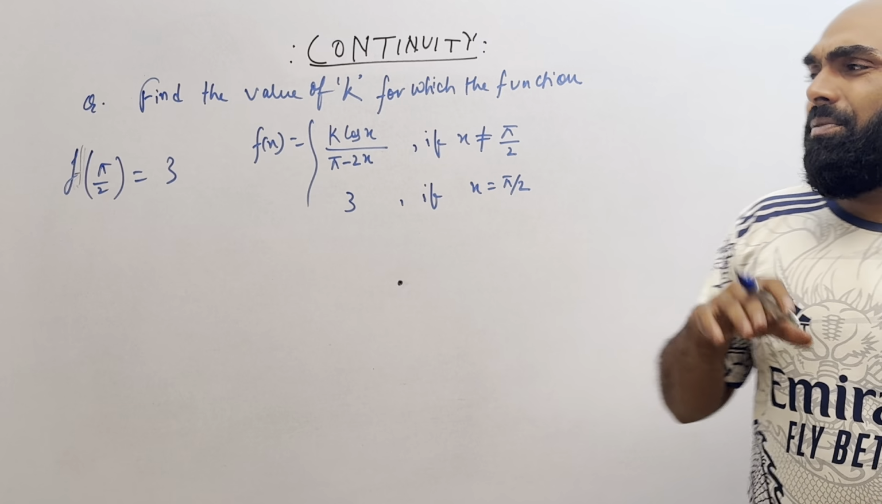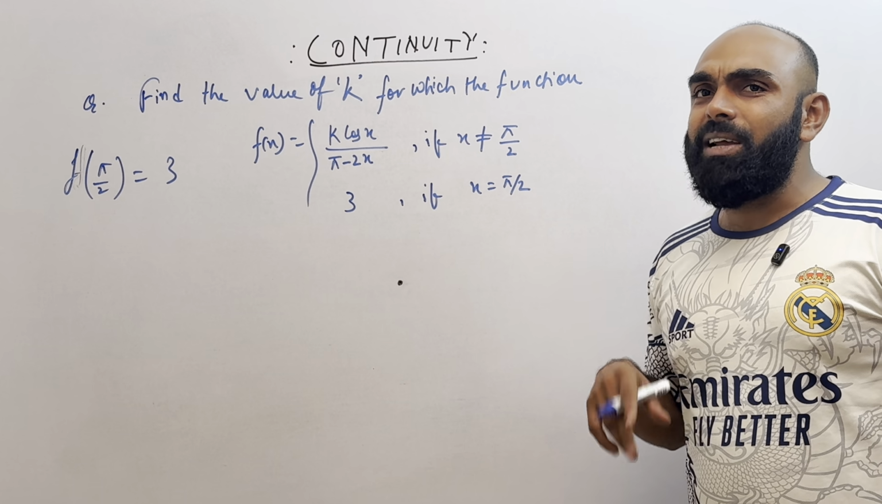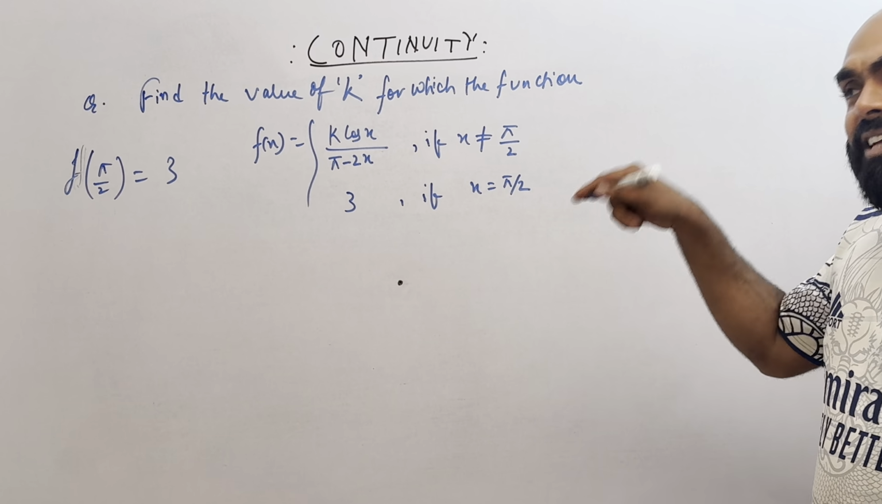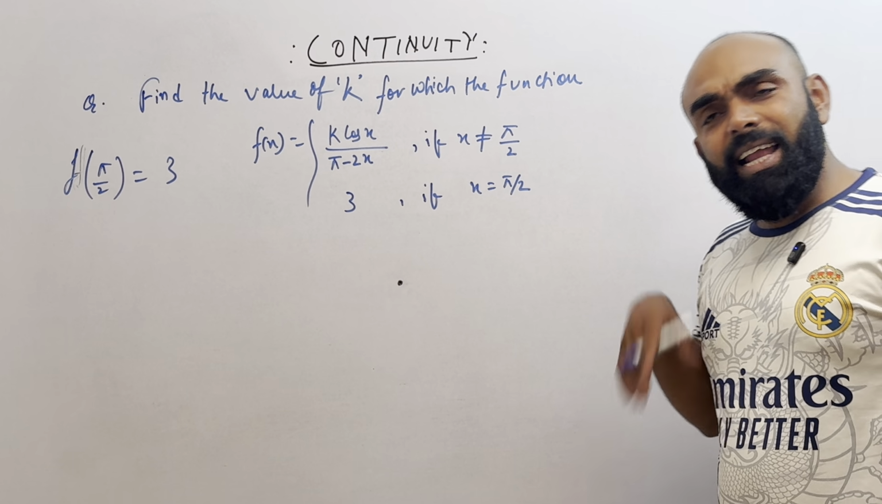Don't get confused that pi by 2 is written here, sir. Every time you are talking about x is equal to 0. In the last question, I talked about x is equal to 1. Anything can be there.